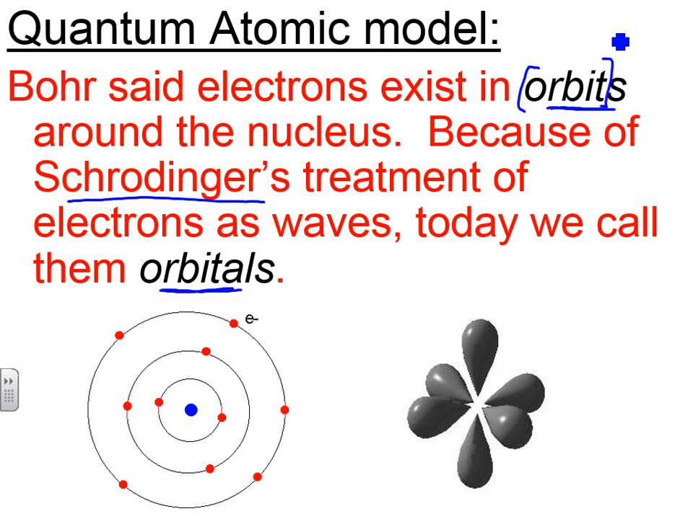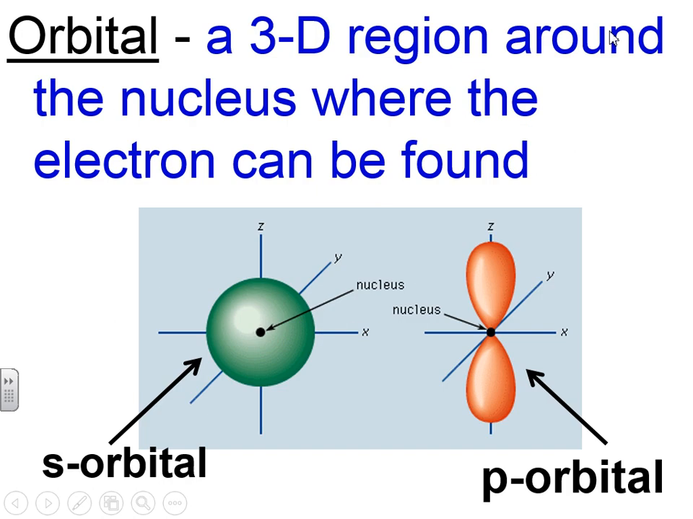And here are what orbitals look like. This is the real picture of an atom. So the electrons actually exist, as you'll see, in these three-dimensional orbitals. And it's not nice clean orbits, but more three-dimensional areas around the nucleus. Here is the nucleus of the atom, still right in the middle. So really a different picture than what we initially thought. So an orbital is a three-dimensional region around the nucleus where the electron can be found.